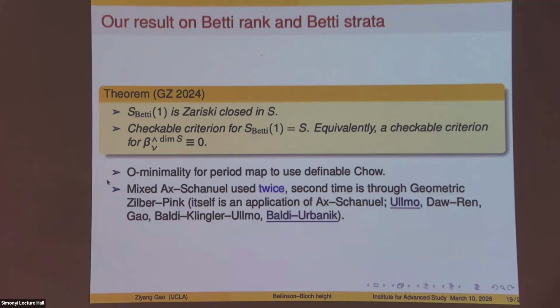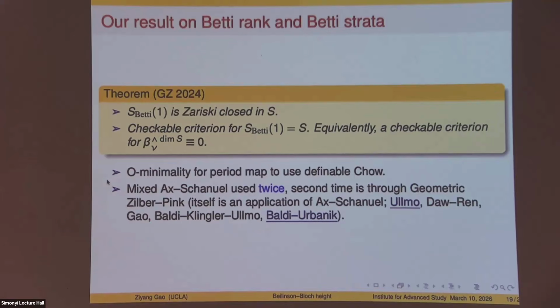We prove that the Betti strata is Zariski closed, and we prove a criterion for it to be the whole thing. So it's a criterion for this Betti form to the top wedge power to be zero. And again, we use O-minimality for the period map to use definable Chow. And also this Griffiths conjecture, saying that the period map factors through an algebraic map, helps a lot with simplifying the proof. So all these are important, especially this O-minimality. It's very essential in this application. And mixed Ax-Schanuel is actually used twice in this proof.